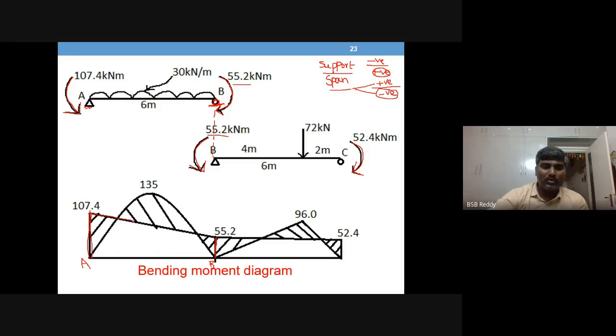Just join the both values. So this is negative BMD. Okay, this negative BMD. So this is negative.